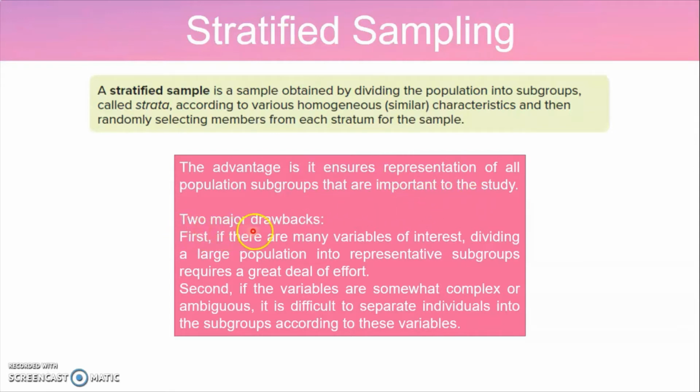However, there are two major drawbacks of using this type of sampling. First, if there are many variables of interest, dividing a large population into representative subgroups requires a great deal of effort. Second, if the variables are somewhat complex or ambiguous, it is difficult to separate individuals into subgroups according to these variables.